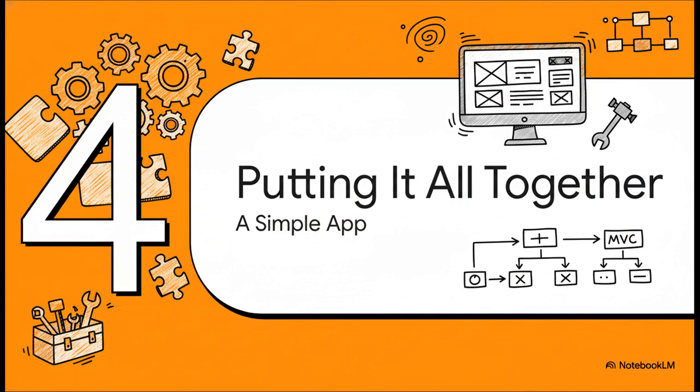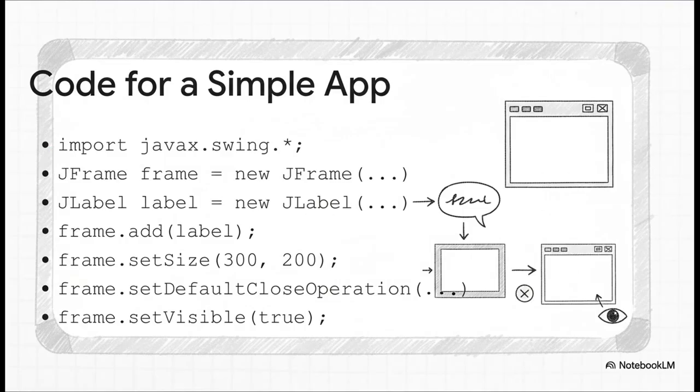All right, that's it for the theory. We've covered the history, the architecture, and all the individual parts. It's finally time to see how it all clicks together in some actual code. Check this out. It really is this simple. Let's just walk through it real quick. First, we create a JFrame and give it a title. That's our main window.